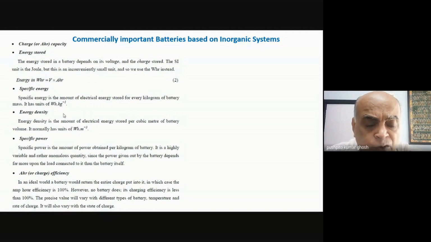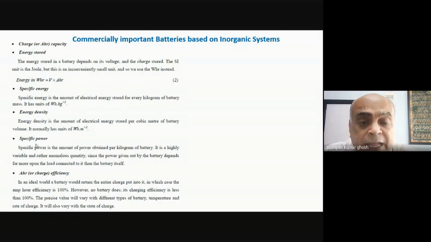If you make the battery too voluminous, it may not fit in, and so the energy density becomes important, which is the energy divided by the volume of the battery. Then specific power is extremely important. I can have all the energy in a battery, but how rapidly can I make it deliver?